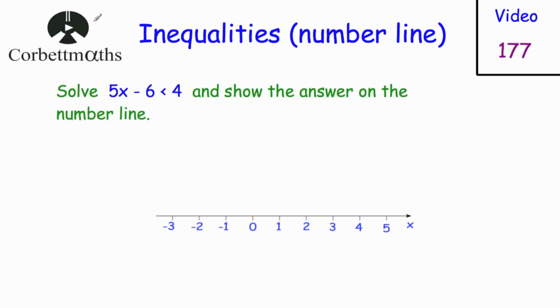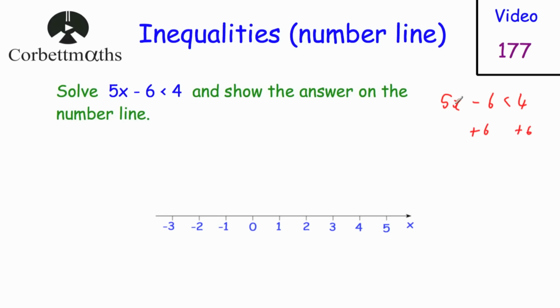Okay, let's look at our next question. This time we've been asked to solve 5x minus 6 is less than 4, and show our answer on a number line. So let's first of all start off by solving this inequality. So we have 5x minus 6 is less than 4. Like an equation, we want to solve this and get x on its own. So let's add 6 to both sides. So add 6 and add 6.